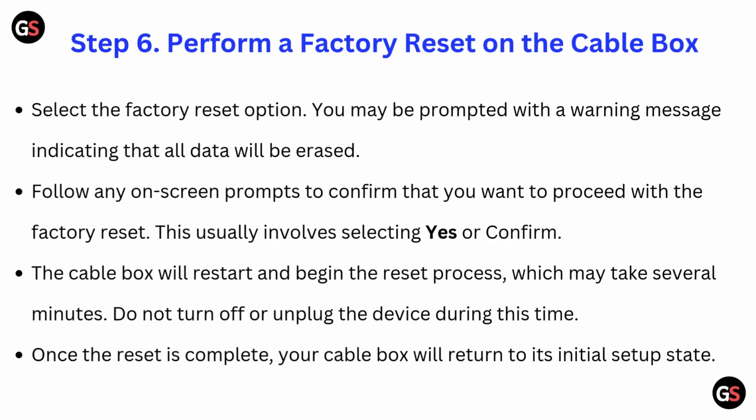Step 6. Perform a factory reset on the cable box. Select the factory reset option. You may be prompted with a warning message indicating that all data will be erased. Follow any on-screen prompts to confirm that you want to proceed with the factory reset. This usually involves selecting yes or confirm.